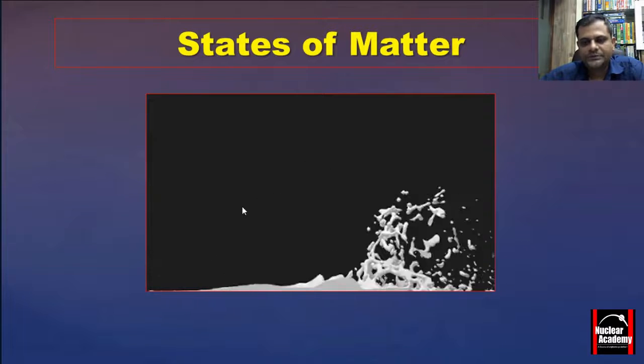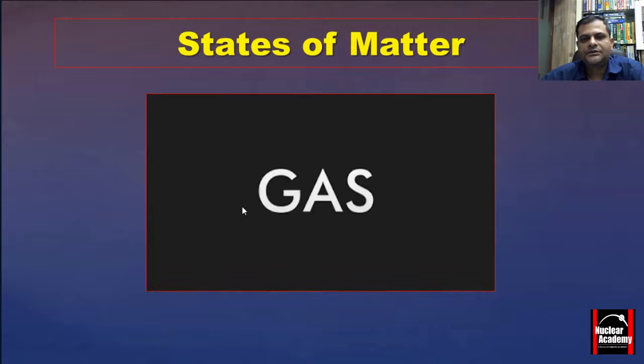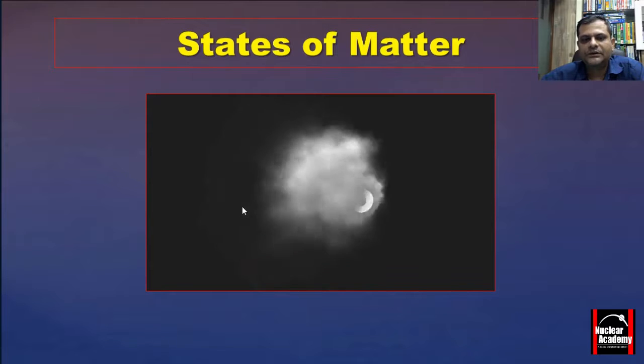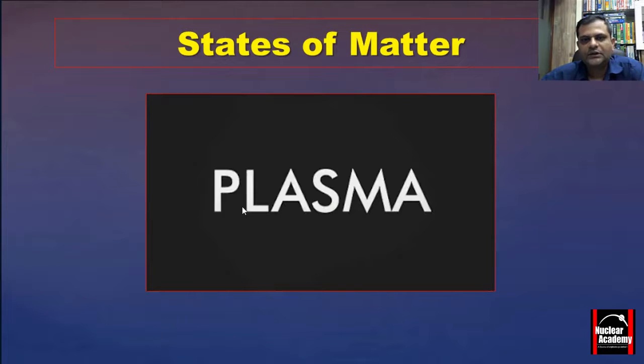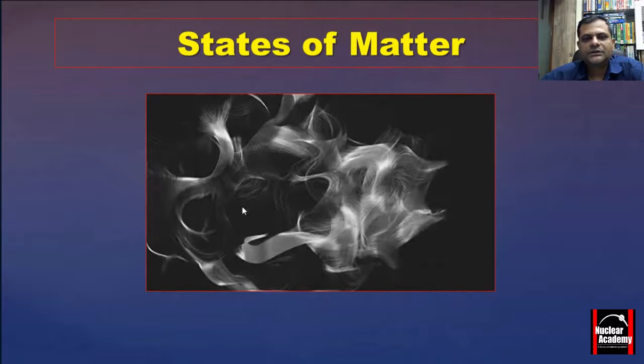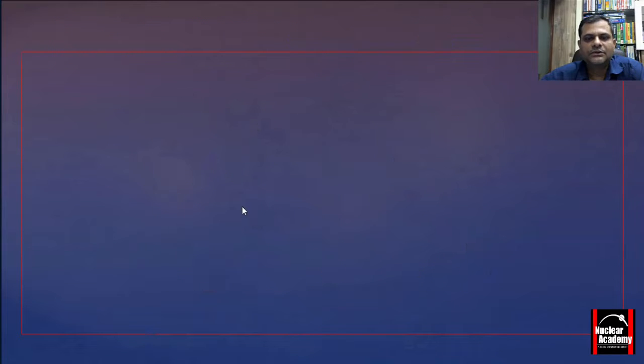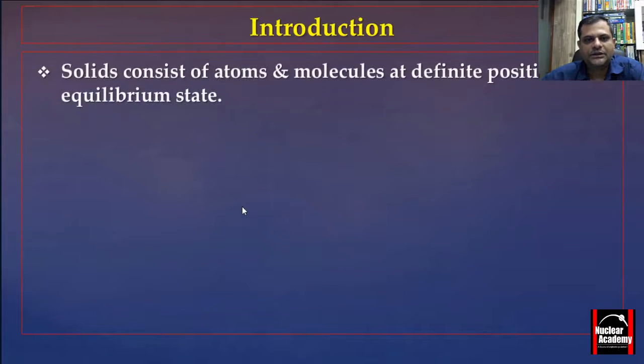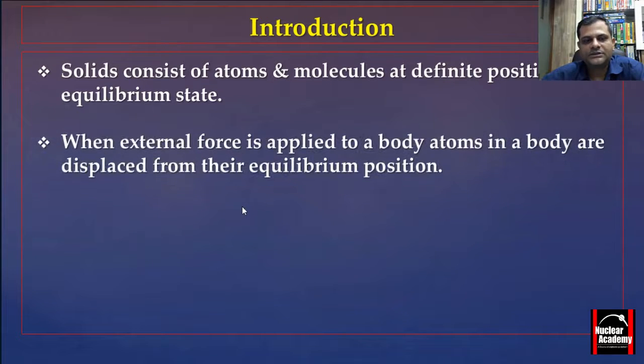The states of matter are solids, liquids and gases. So here the first is the solid. We have to discuss the solid in this chapter actually. In solids, the atoms and molecules are at their definite positions, and they are in equilibrium at those states.